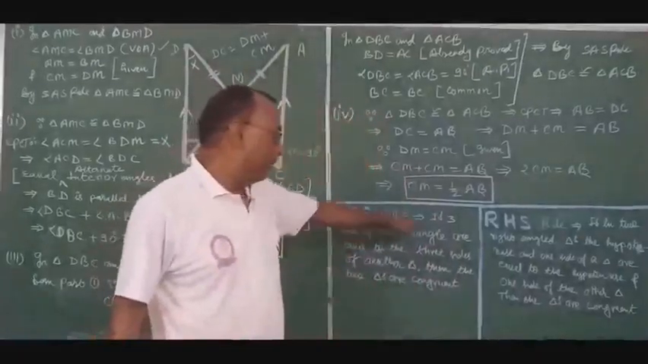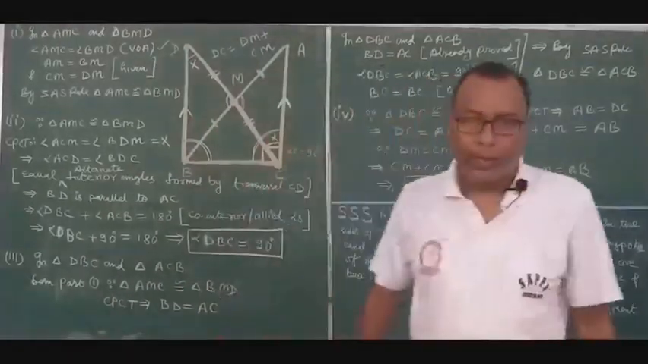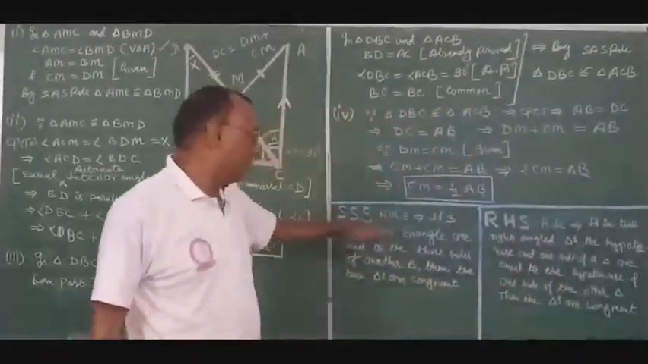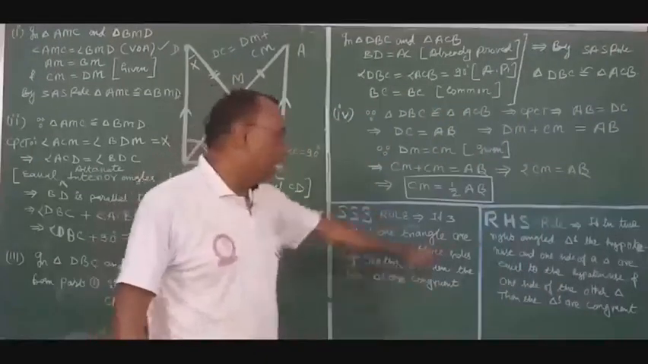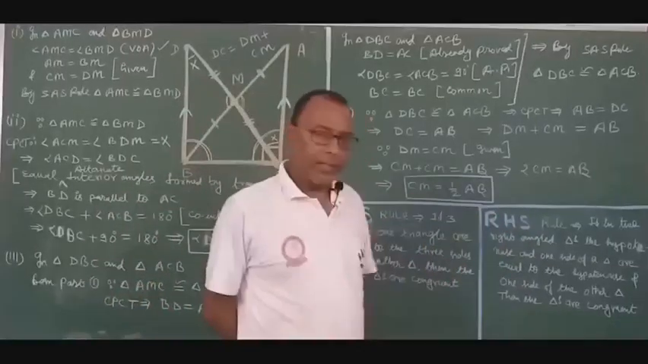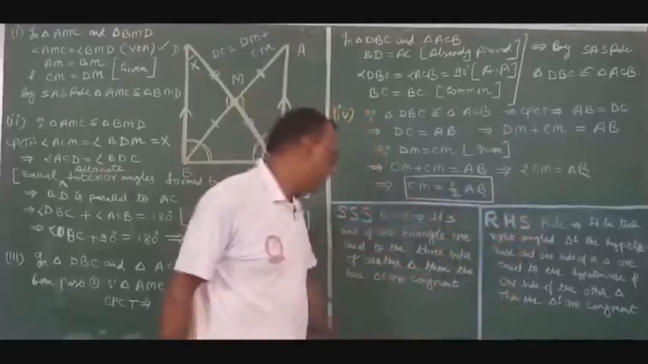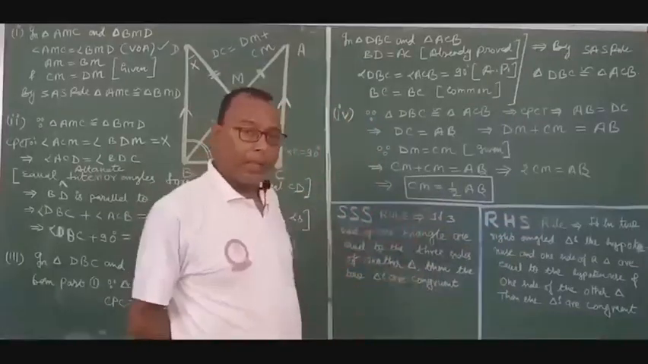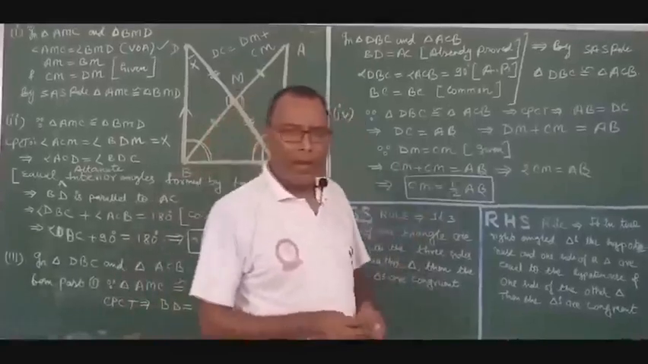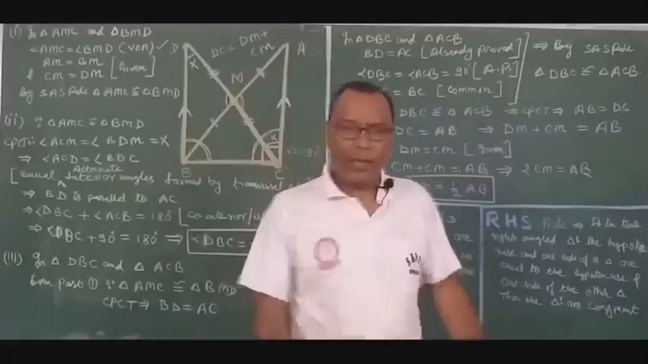Now we have two other rules for congruency of triangles. There are two more rules: SSS rule, यानी side rule, and RHS rule. R for right angle, H for hypotenuse, S for side. So first, the SSS rule. What is the statement of this? If three sides of one triangle are equal to the three sides of another triangle, then the triangles are congruent.